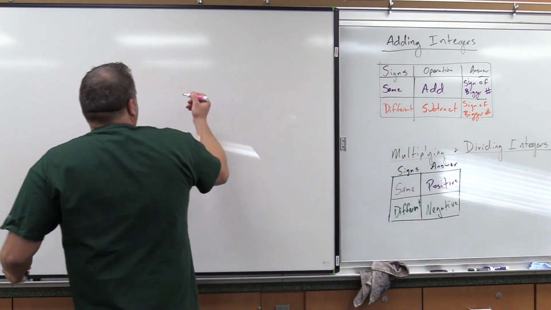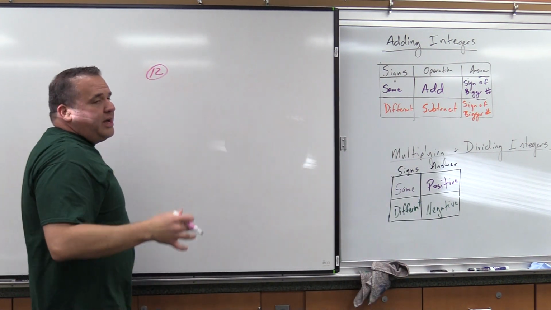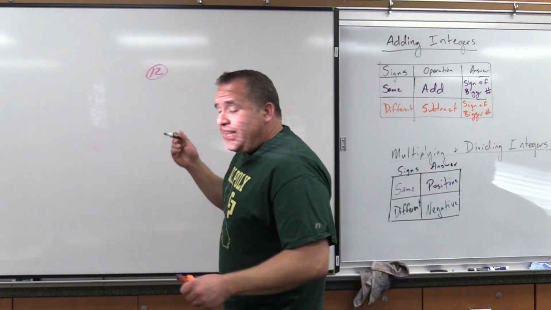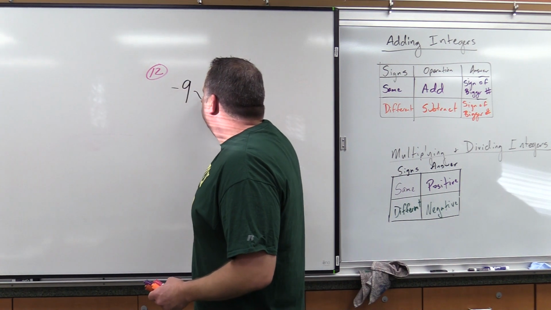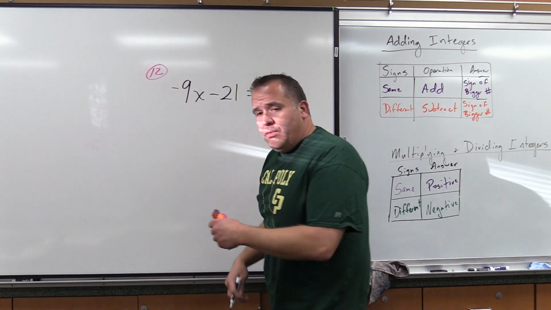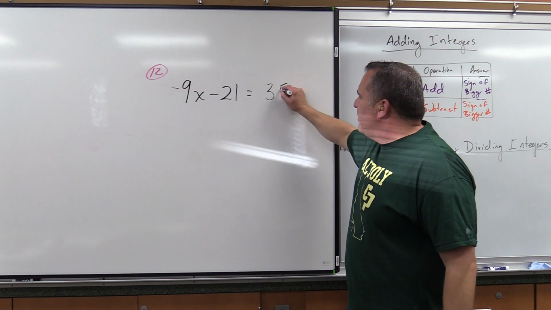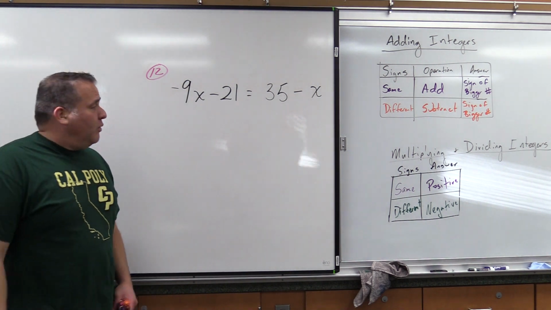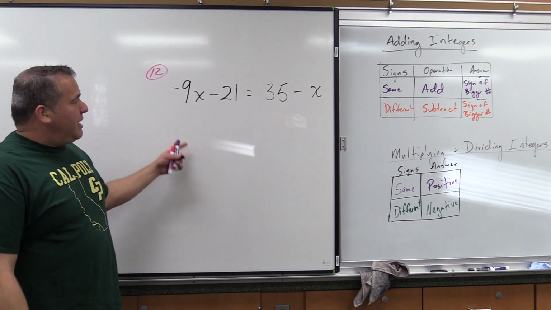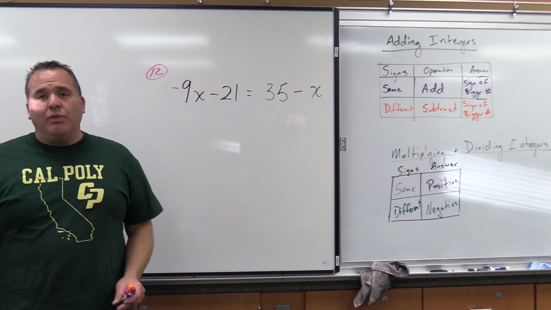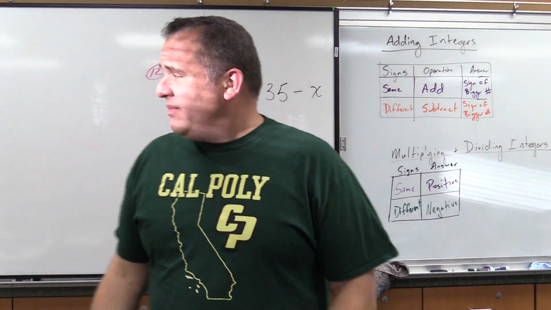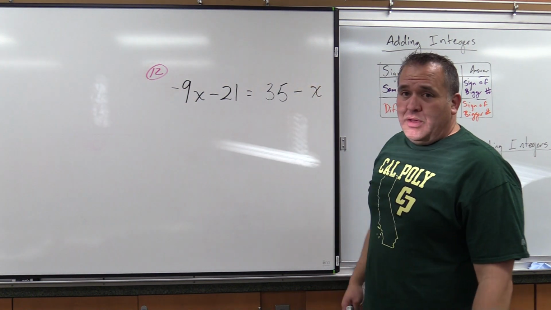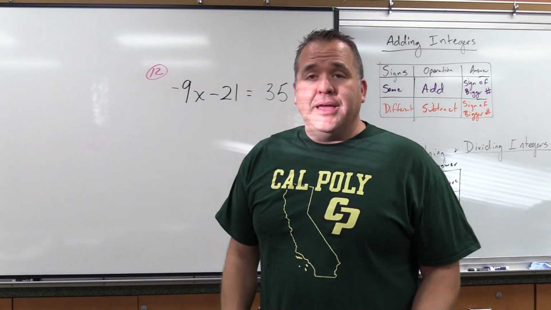So everyone, we're going to take a look at number 12 on your papers there. Okay, number 12. And what we got here is this. We got negative 9x minus 21 equal 35 minus x. Now, see, this problem's a little more difficult because, A, you got all kinds of negatives and minus signs and whatnot, all right? And secondly, it looks a little different because this x is just chilling by itself. There's no number in front of it. So we got to put a number there if we can.